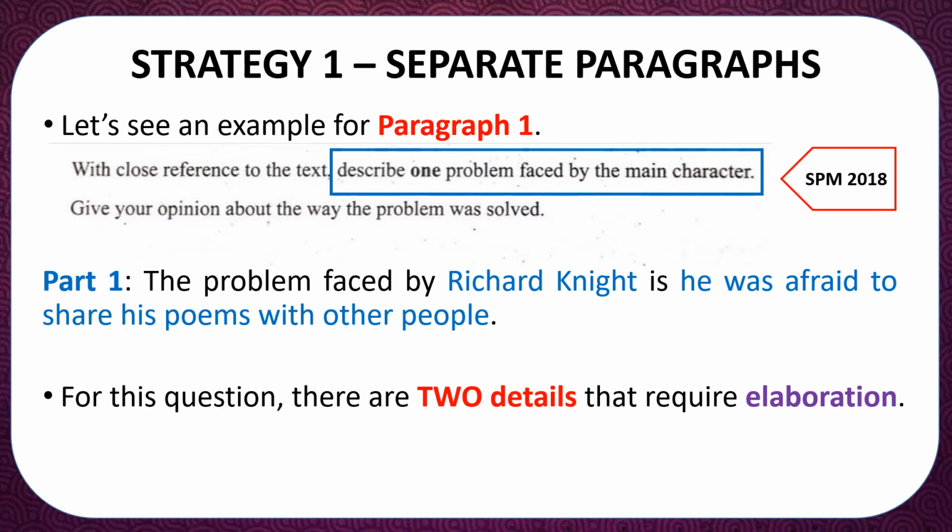And let's see, for this question, there are 2 details that require elaboration. And what are they? The first one is one problem faced by the main character. So you need to talk about the problem the main character, which is Richard Knight, has faced. And the second part is how the problem was solved. And you see, there is only one solution. So the question only wants you to answer one solution given by Richard to solve his problem. Okay.